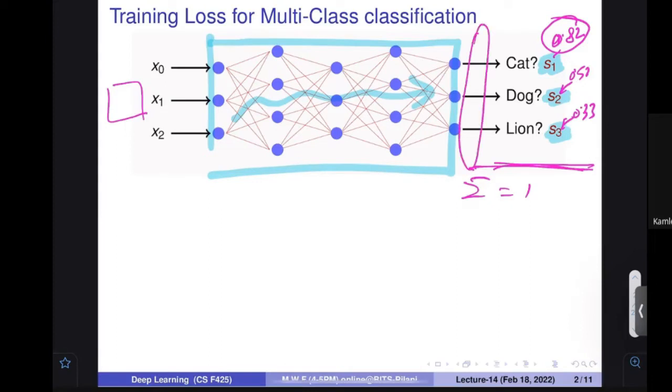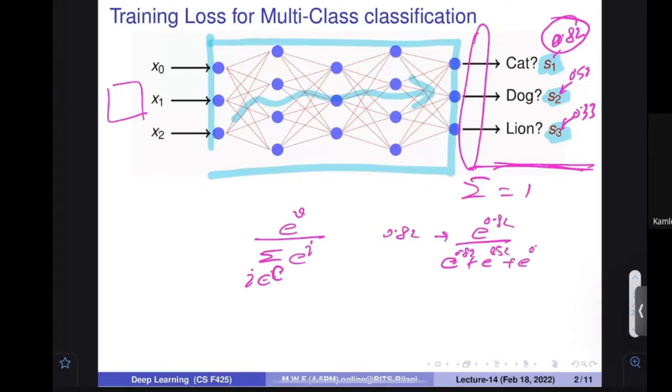That tells you that whatever output you get, you put that value on top, and underneath there is a summation over all the values for all the classes. So for all i inside the classes, you find the summation. The basic idea is this: the output 0.82 becomes e to the power 0.82 divided by e to the power 0.82 plus e to the power 0.52 plus e to the power 0.33.